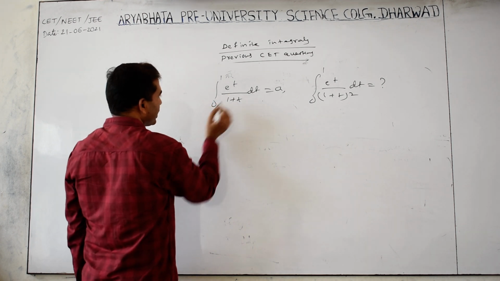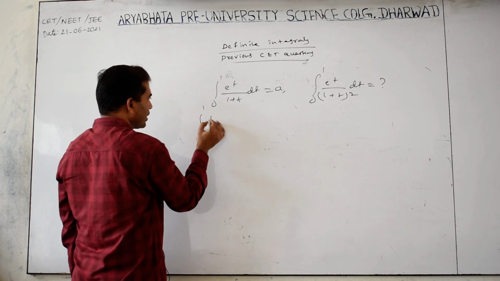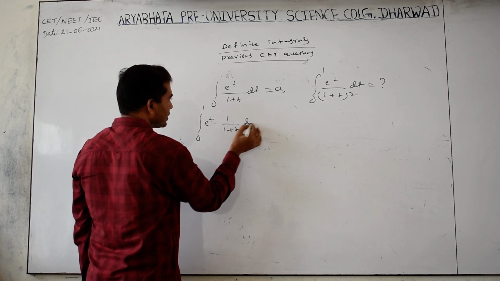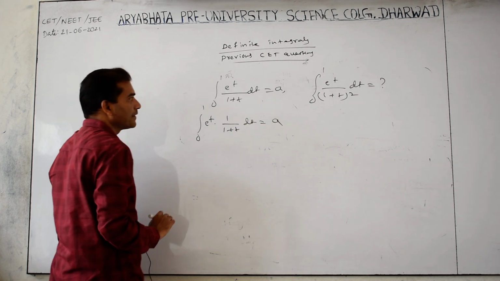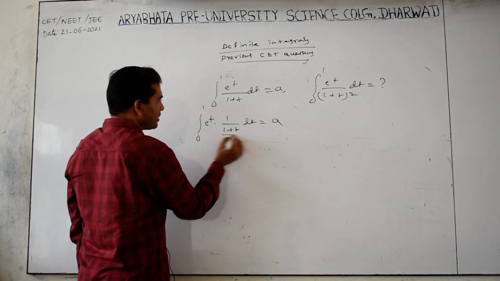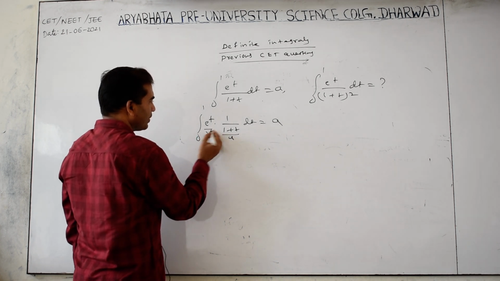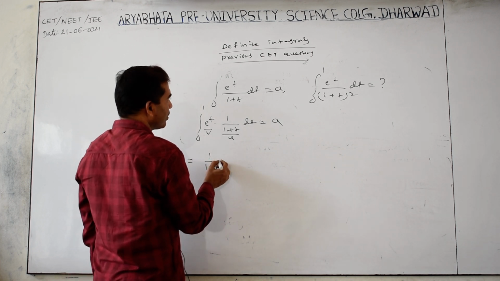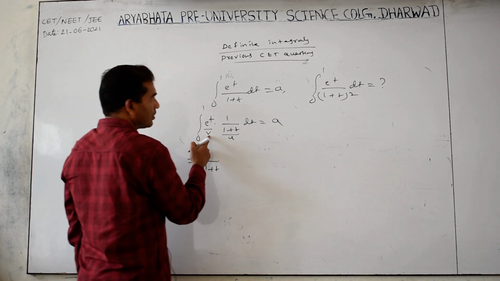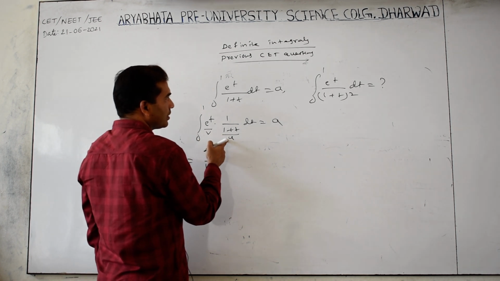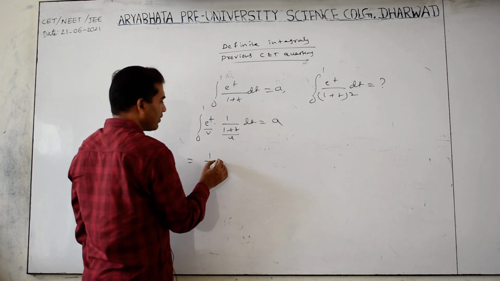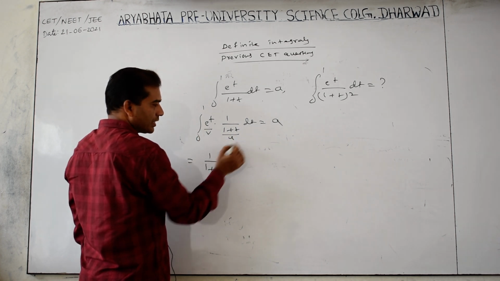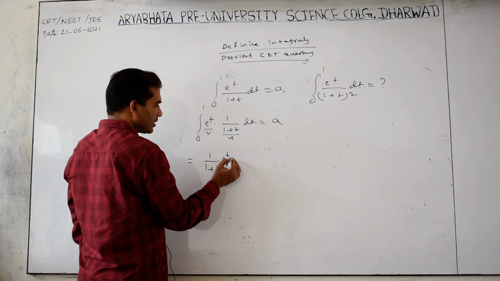How to find it? Use u and v. Integration of 0 to 1 of e power t times 1 by 1 plus t dt is equal to a. Now which is u? Here the algebraic function is u and this is v. 1 by 1 plus t is u. Understood? 1 by 1 plus t, and integration of e power t is e power t.